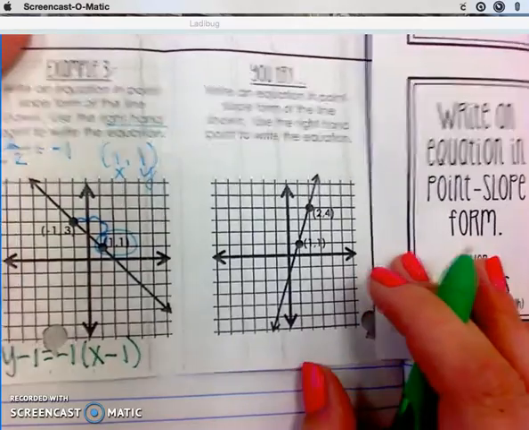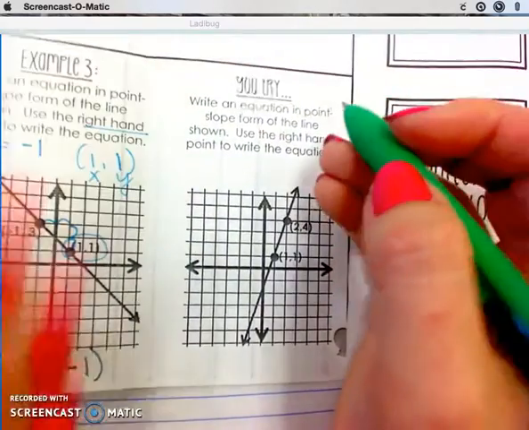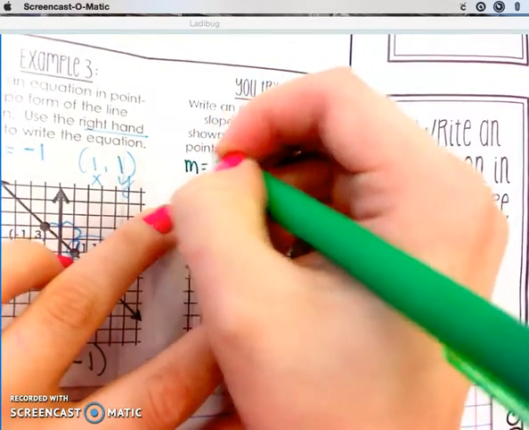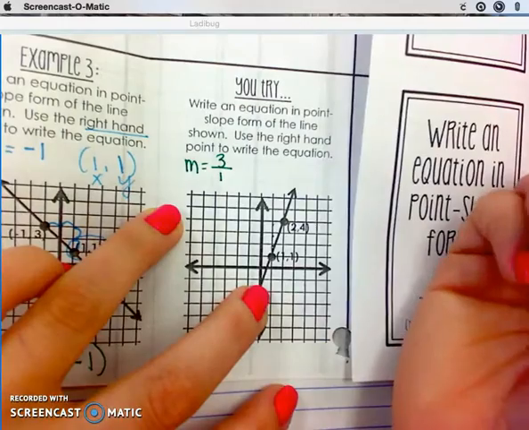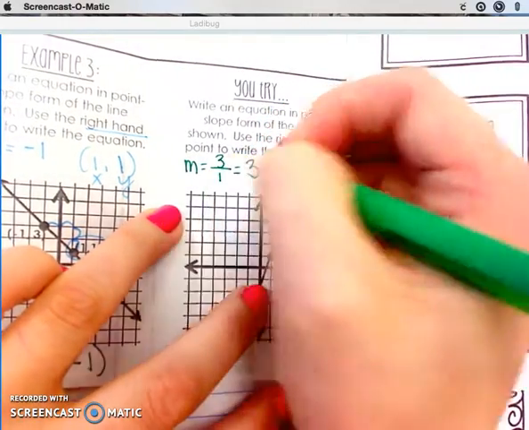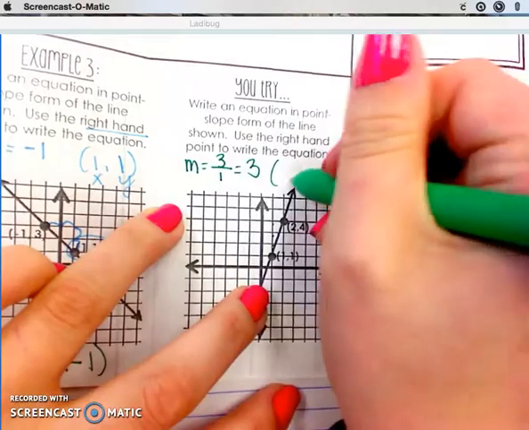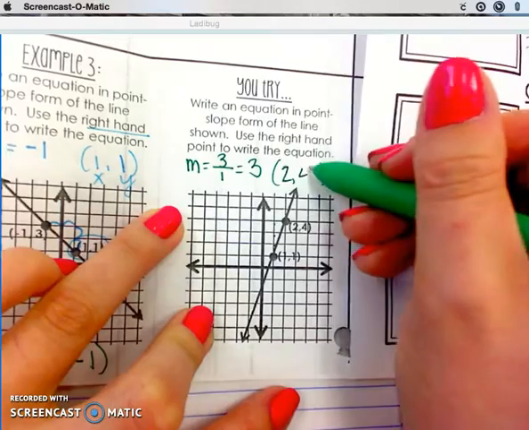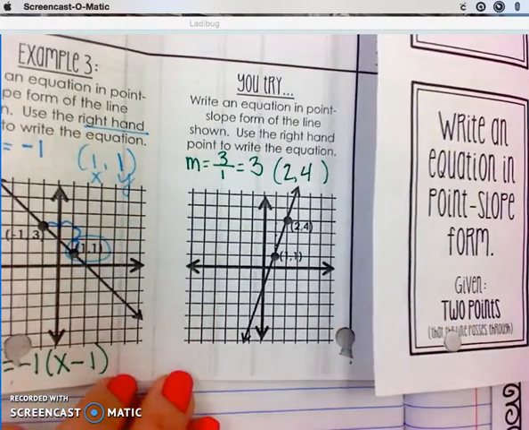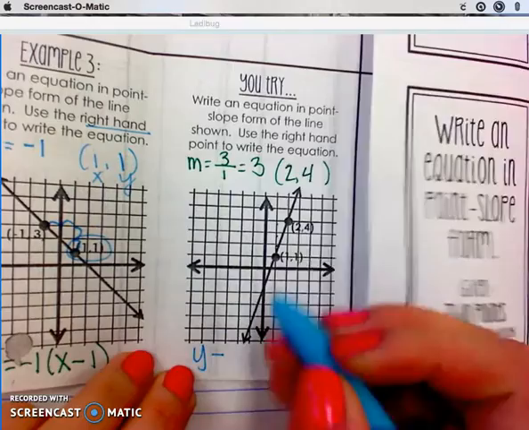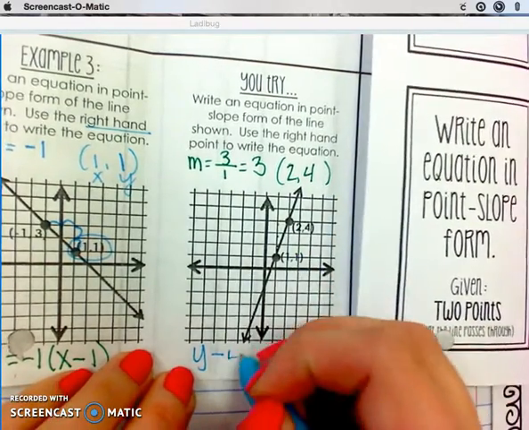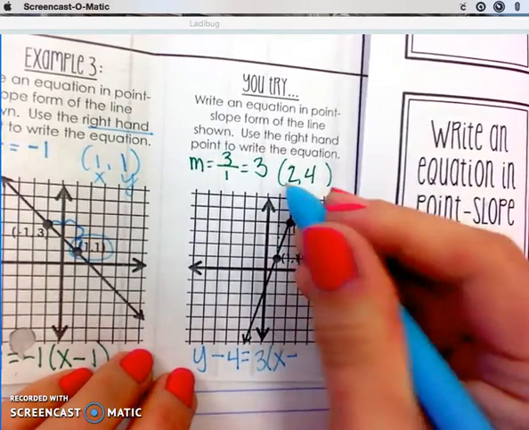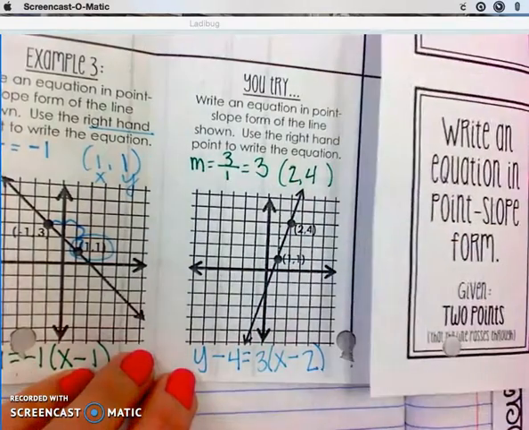And then you can pause the video and try. I have to find my rise over my run. So my rise is 3 and my run is 1. 3 divided by 1 is 3. And your x, y coordinate that you're using is the one furthest to the right. That's (2, 4). So y minus my y value, which is 4, equals my slope of 3 times x minus my x coordinate of 2.